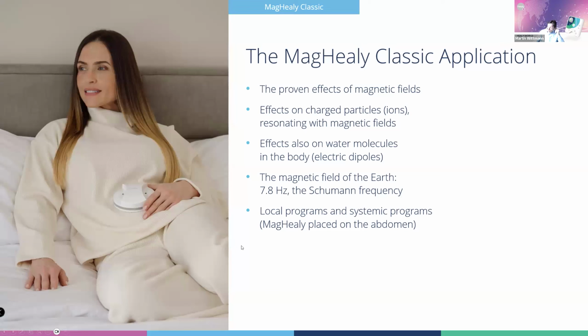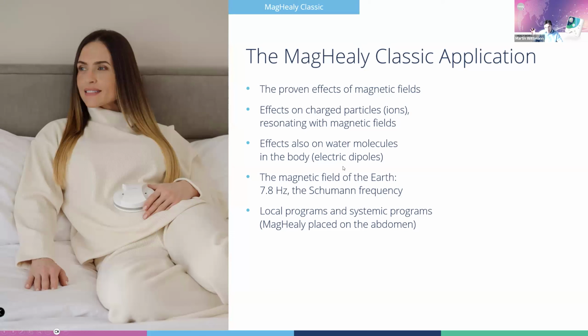Then the McHealy Classic application. So, as I already said, we have those effects that we have from all those studies. Then you have the charged particles that are resonating with magnetic fields. So as we already learned, we have lots of charged particles in the body, and the magnetic field of the McHealy can interact with those charged particles. And we have, of course, effects also on water molecules in the body.